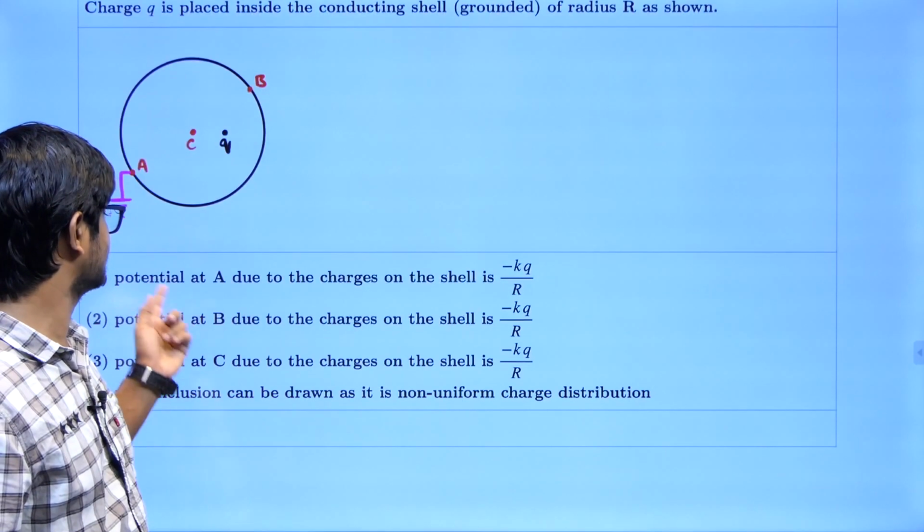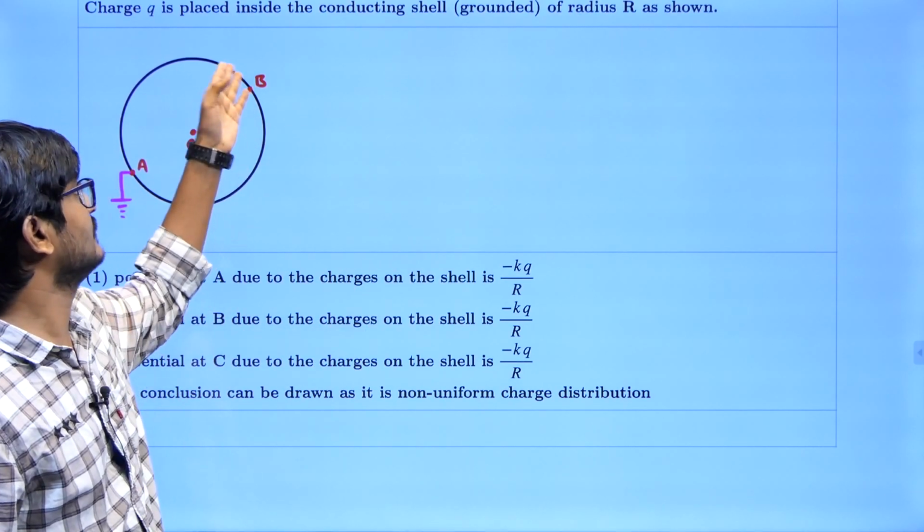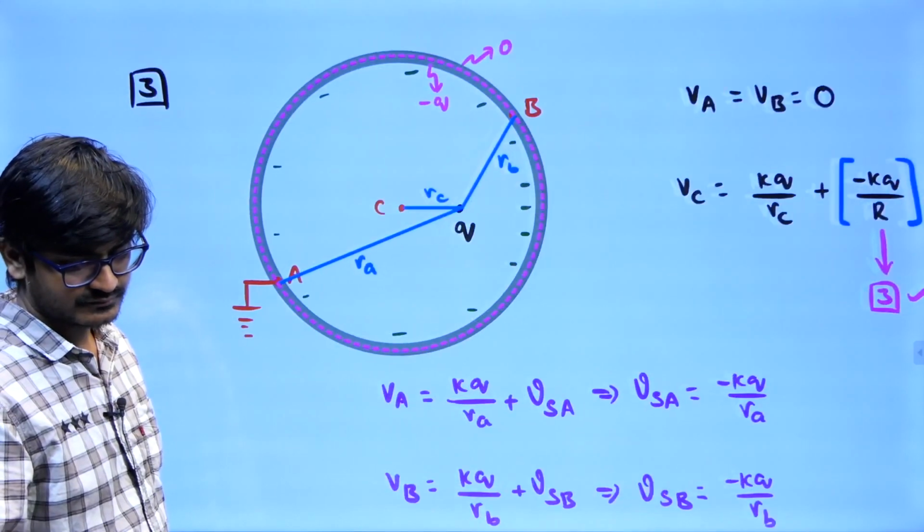But what they are asking is the potential at A due to charges on the shell. Now we need to find why charges on the shell will be coming into the picture. We will see that.